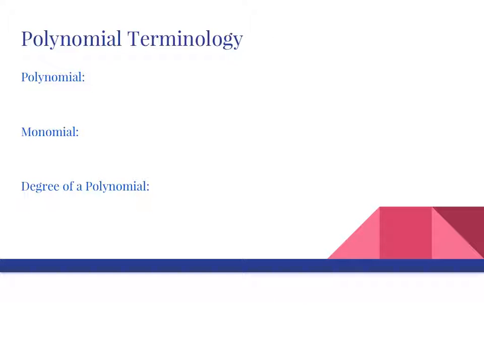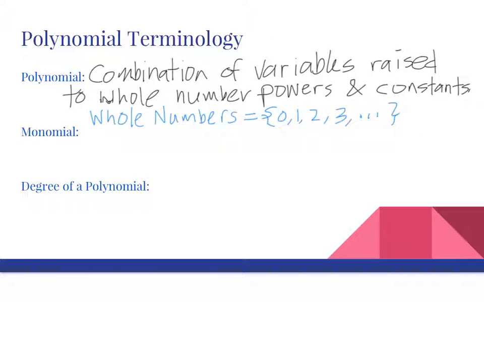Polynomial terminology. A polynomial is a combination of variables raised to whole number powers and constants. Recall that whole numbers are the set of numbers that go from 0 to infinity with no fractions. So it's basically the non-negative, non-fractional numbers.